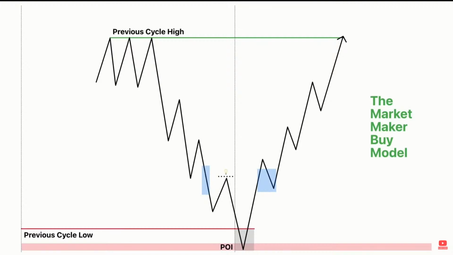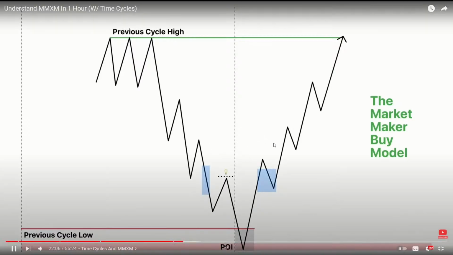Well, let me explain a few signs that we can look for. First of all, we can be looking for SMT. We can be looking for a correcting correlation with highly correlated markets or highly inversely correlated markets. If that correcting correlation is taking place inside of our point of interest during the right time window, we can anticipate a smart money reversal to be in.